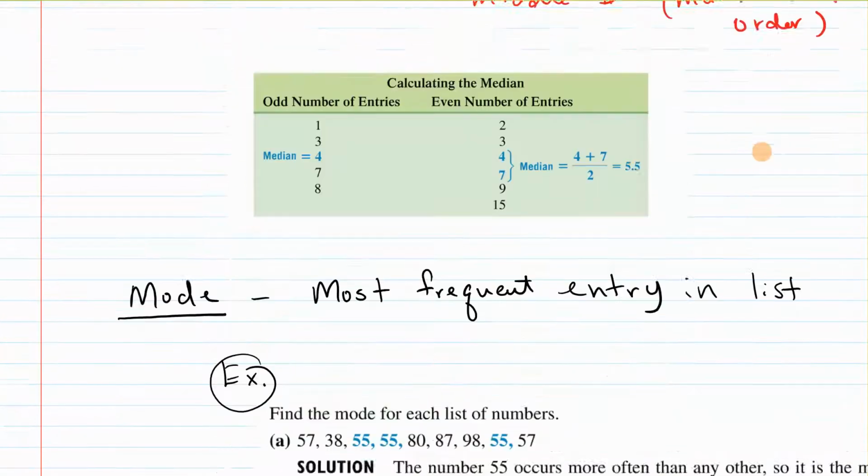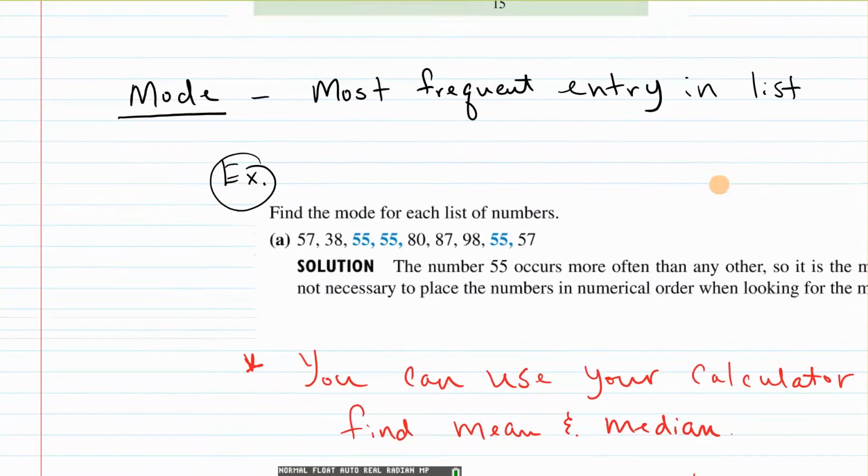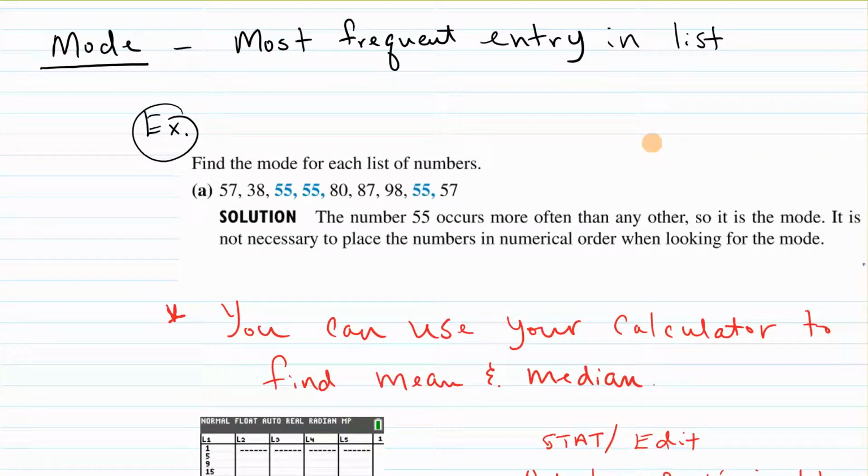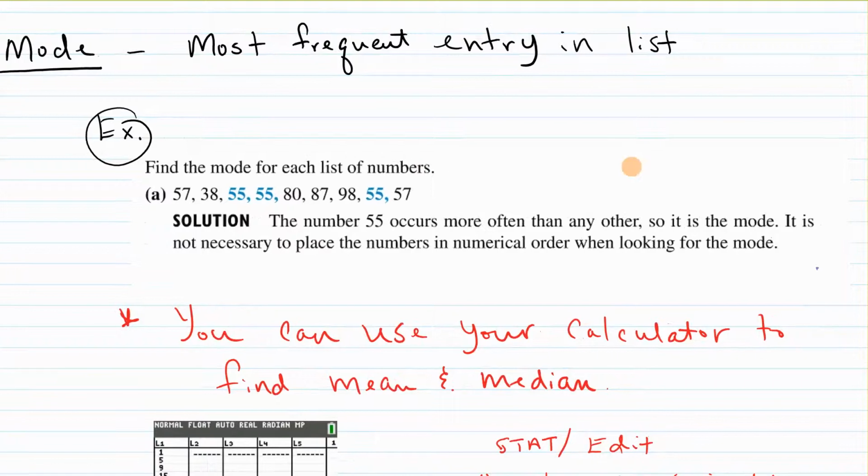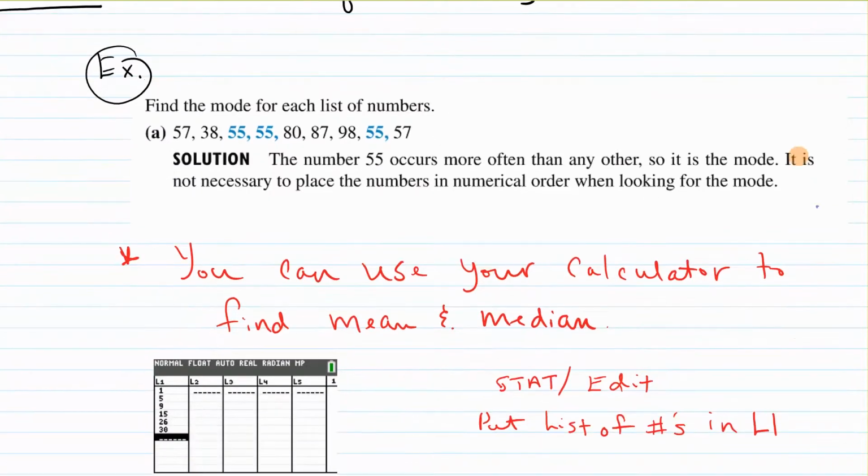The mode, the most frequent entry in the list. So find the mode for each list of numbers. Well, if we look here, 57 was repeated twice, but 55 was repeated 3 times. So that is the mode. You don't have to put them in any order when you're looking for that.